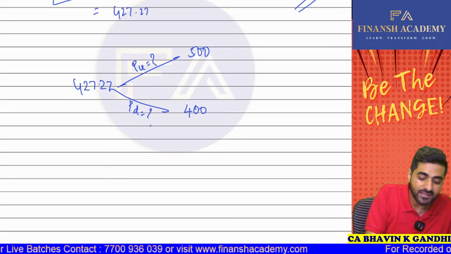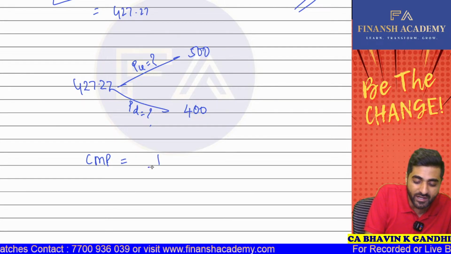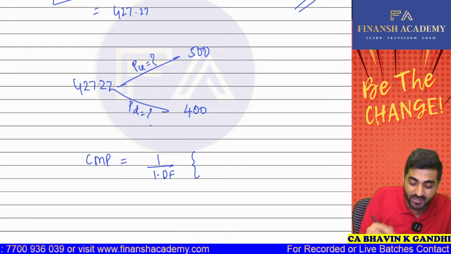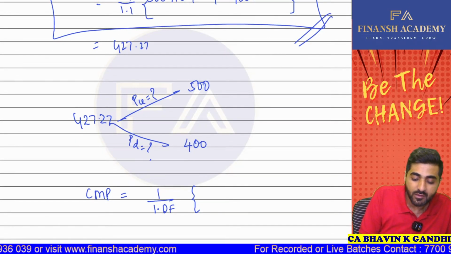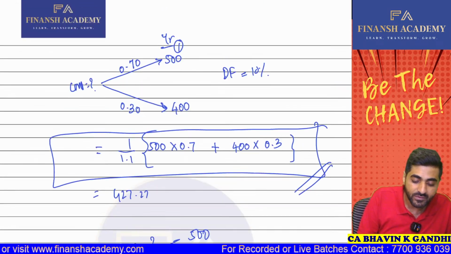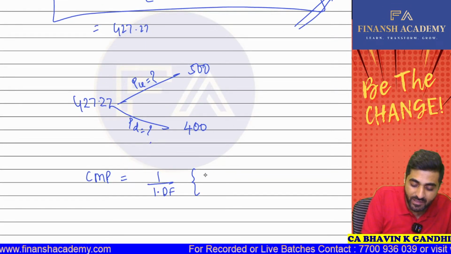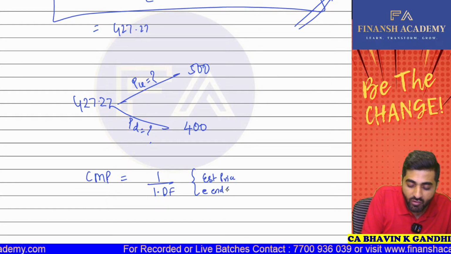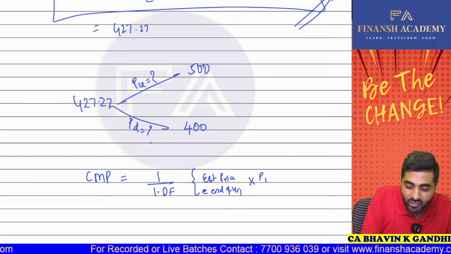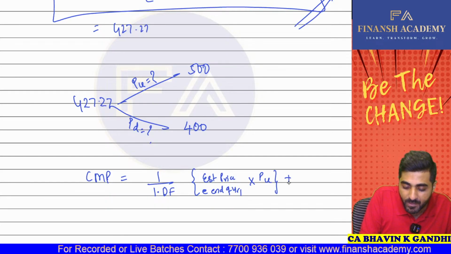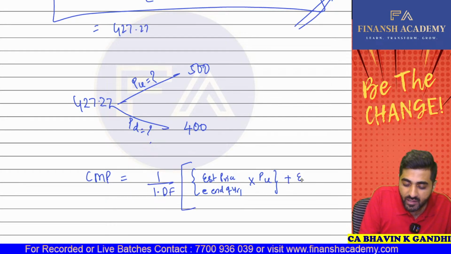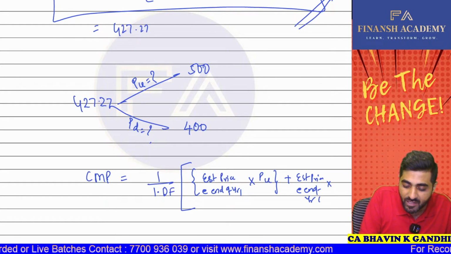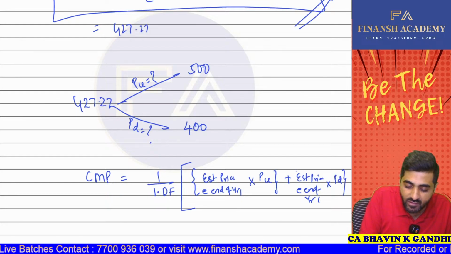What will be the formula for this? Your current market price is 1 divided by 1 point discounting factor into whatever is your price at the end of year one, that is 500 rupees. So this will be now estimated price at end of year one into probability of price going upwards, okay, plus what is going to be the estimated price at end of year one, and I will multiply that by probability of price going downwards. Okay.